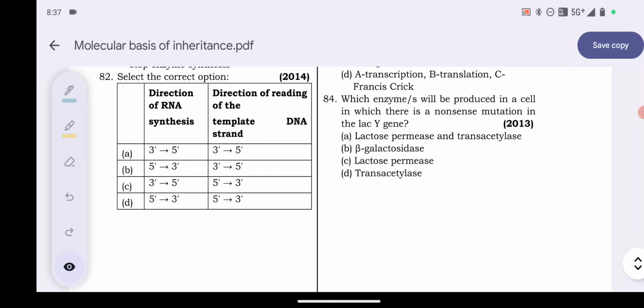84. Select the correct option. Direction of RNA synthesis and direction of template DNA strand. So here the correct option will be option B. 5 prime to 3 prime is the direction of RNA synthesis, and the direction of the template DNA strand will be 3 prime to 5 prime.